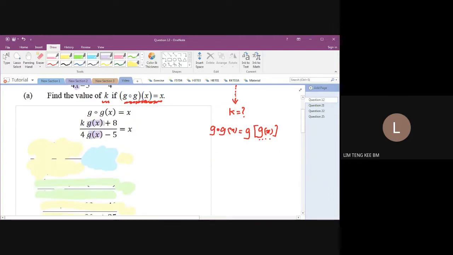And then we go on. We are not going to solve from this form of g(x) here. So what we're going to do next is substitute the g(x). According to the question, g(x) is kx plus 8 over 4x minus 5. So I substitute the g(x), and it equals x.